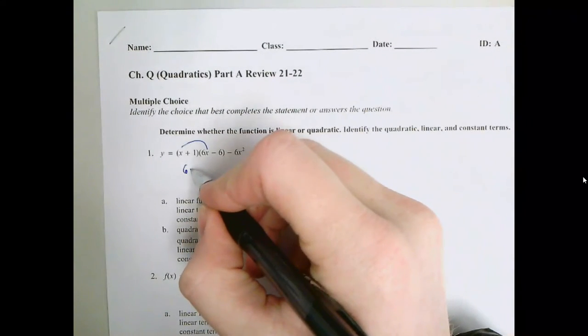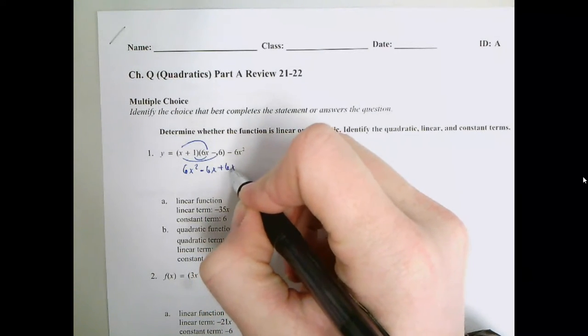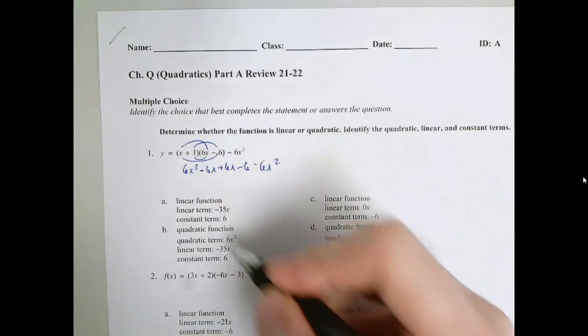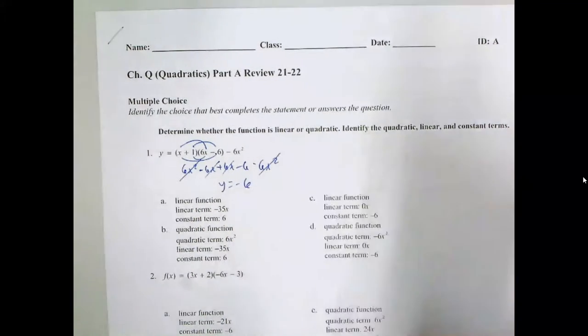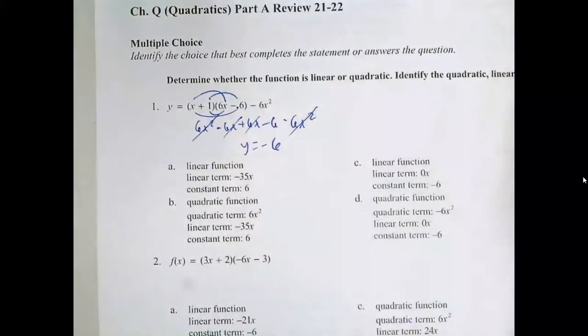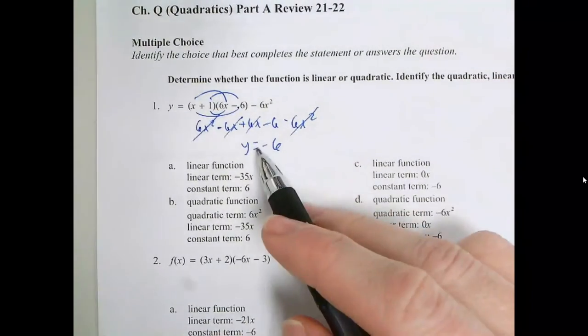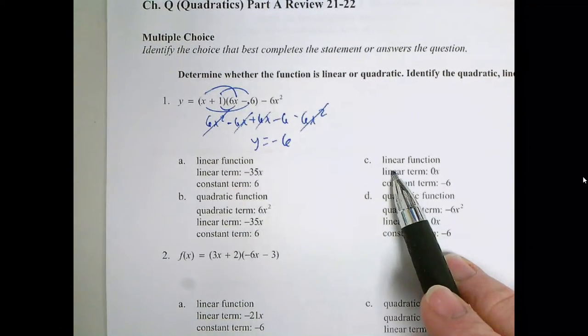Distribute in here, you get 6x squared minus 6x plus 6x minus 6 minus 6x squared. These will cancel out, these will cancel out, and you'll get y equals negative 6. And then that is linear because it doesn't have an x squared in it. It doesn't even have an x, so the only answer choices are A or C.